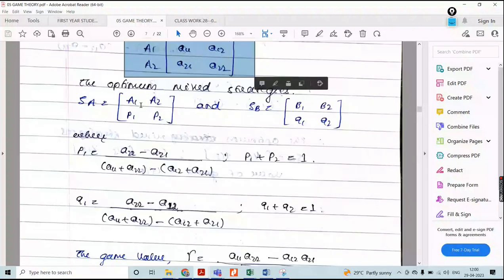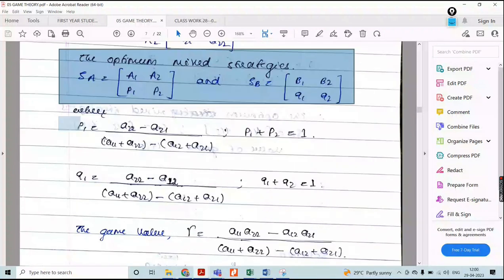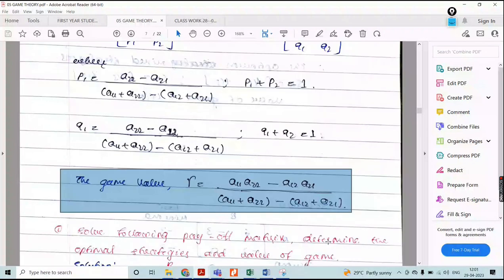Then similar to that, make the evaluation of Q1. Then corresponding to that Q1, make the evaluation of Q2 by knowing the equation Q1 plus Q2 is equal to 1. Then make the evaluation of the game value, that is gamma is equal to A11 into A22 minus A12 into A21, divided by A11 plus A22 minus A12 plus A21. This is the formula to make the evaluation of the game value.